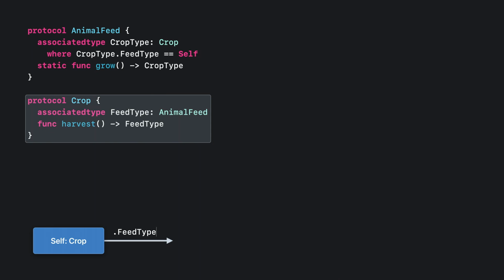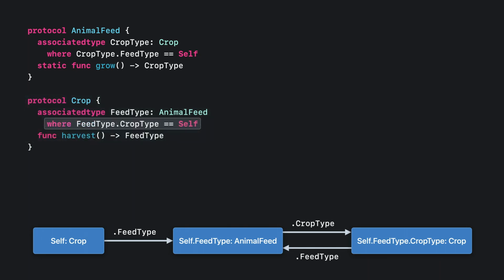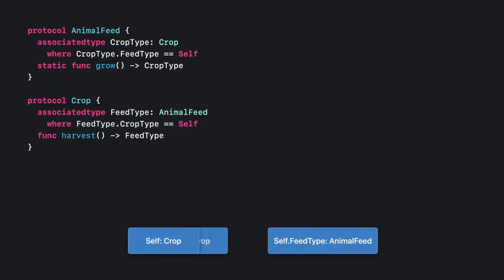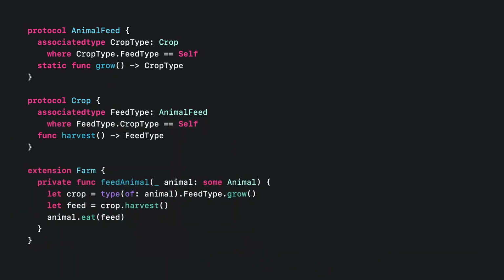Here, the crop's feed type has collapsed down to a pair of types, but we still have one too many associated types. We want to say that the crop's feed type's crop type is the same type as the crop that we originally started with. Now that these two protocols have been equipped with same type requirements, we can revisit the feed animal method again.